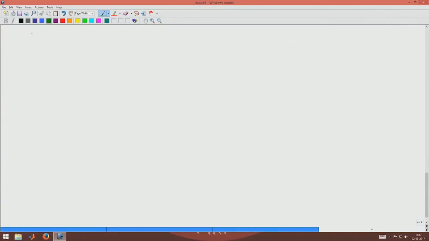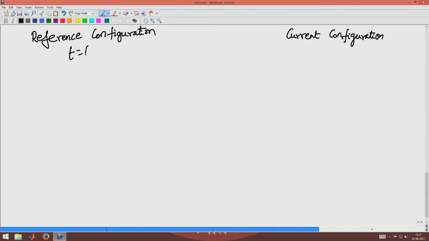Now we are going to understand what is a reference configuration, and what is a current configuration. I won't be picky in defining these things precisely, but I will communicate it in a sense that you can understand.